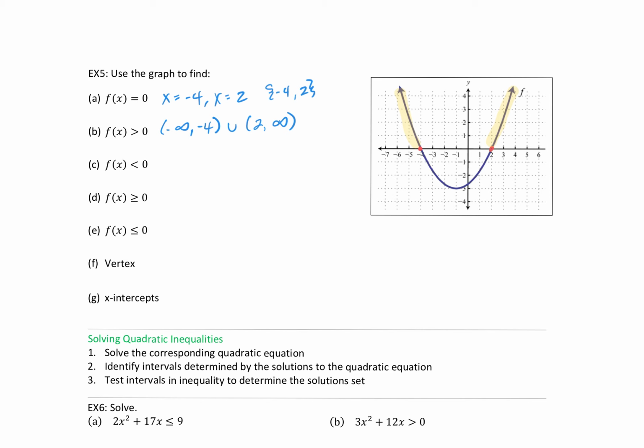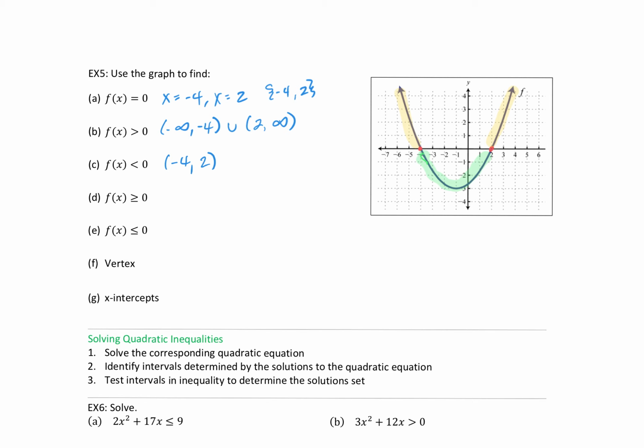In part C, it's asking us to find x values so that our function is negative. So those would be the x values that give us what's below the x-axis. This is where our f of x or our y values are negative. And it looks like that would be x values from -4 to 2. It's going to be interval notation with parentheses because we do not include the -4 or the 2.